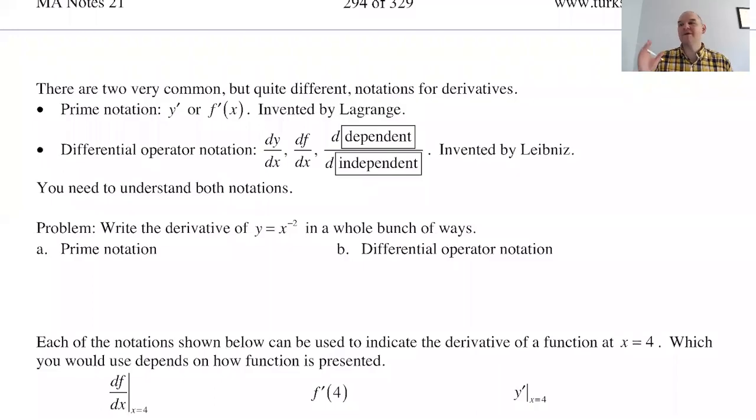All right, we're back. We're on page 295. We're continuing our quest to be the best calculus students we can be. And let's see what we're going to learn this time.